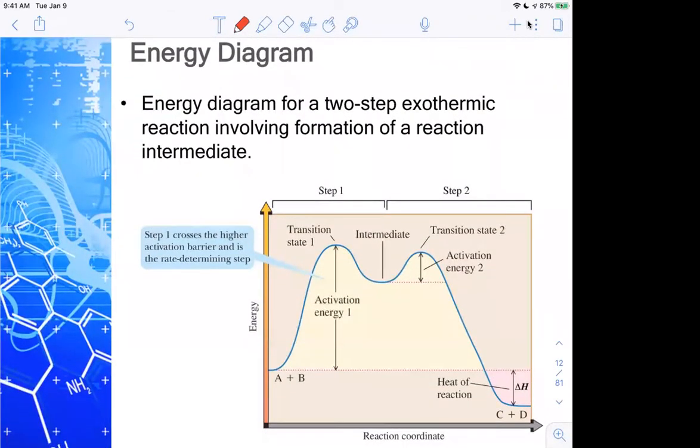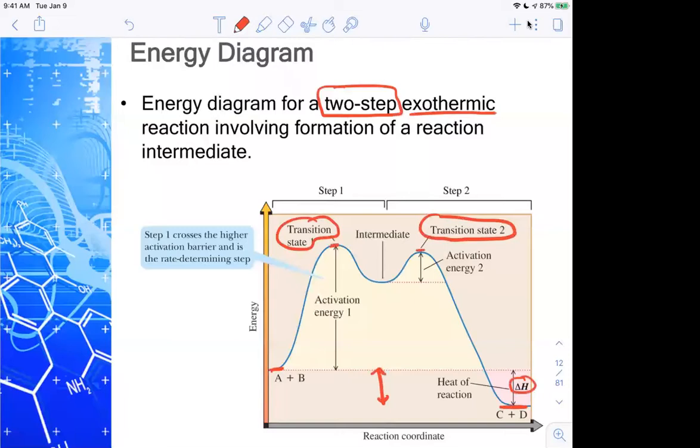So here's an energy diagram for something that is two-step and exothermic. I notice it's two-step because I have two transition states. I have two energy maxima. This would be transition state 1. This is transition state 2. Here's my reactants. My products are lower in energy. So the difference between the reactants and the products is going to be that delta H. Heat is given off in this reaction, so this is going to be exothermic.